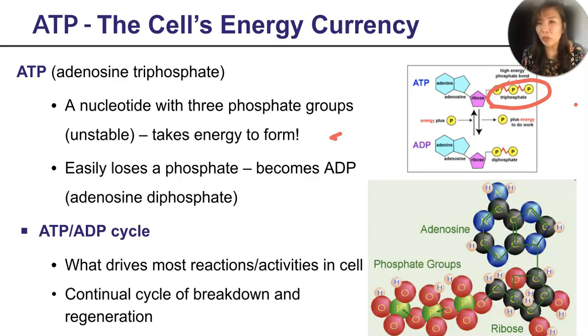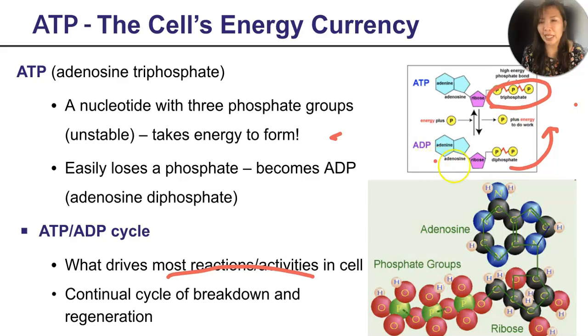So what drives most reactions or activities in a cell is this conversion of ATP into ADP. Right? So ATP to ADP is what drives most reactions in the cell. And it's this continuous cycle of breakdown and regeneration, meaning that our cells are always trying to take ADP and convert it back to ATP. So that's when we take ADP and use the glucose to make ADP into ATP by adding that phosphate. There's a whole cycle. We'll talk about that later.